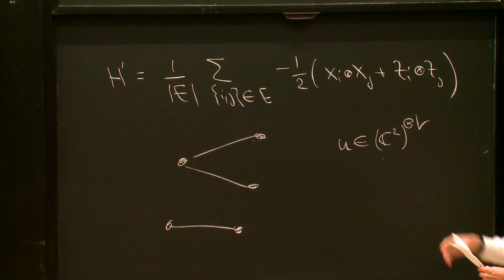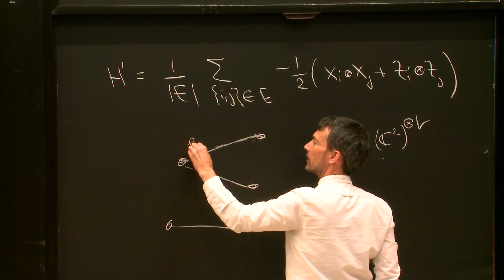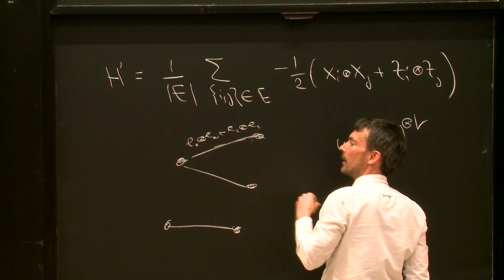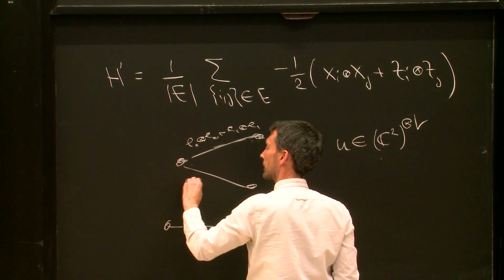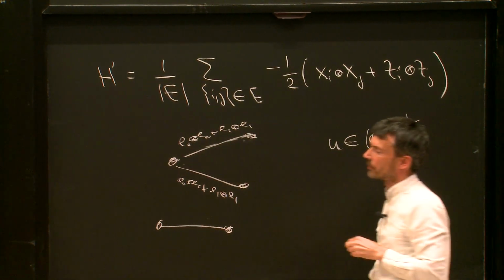So in order to satisfy all the constraints, I would like my vector, when it's restricted to this edge, to look like E0 tensor E0 plus E1 tensored E1. But when I restrict it to this edge, I would like it to look the same, E0 tensored E0 plus E1 tensored E1, up to normalization.